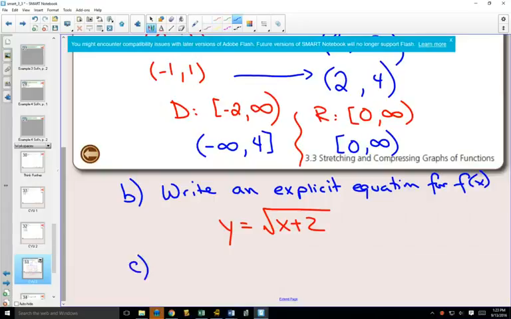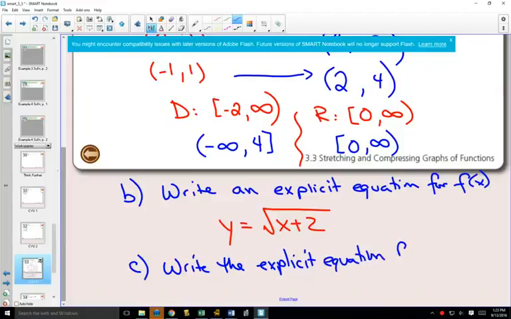Not too bad. Now we're going to practice our function notation. We're going to write the explicit equation for y equals 4 f of -0.5x. In other words, the blue one. What would the equation of the blue one be?